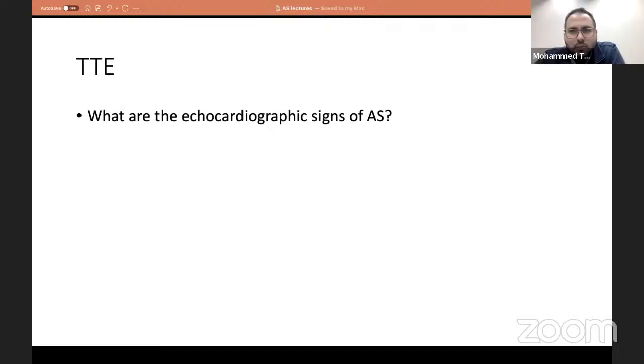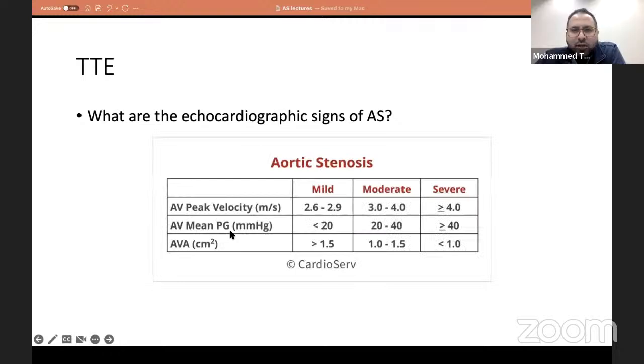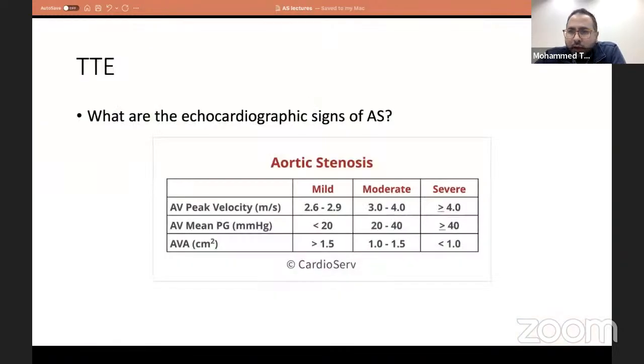For what? Meter per second. Okay. And it's the peak velocity, not any velocity. Yes, peak velocity. My point here is that we almost all know the numbers, but we tend to forget the units, which is very important. Centimeter square, meter per second, millimeter mercury. Okay. Good. Excellent. Moving on.